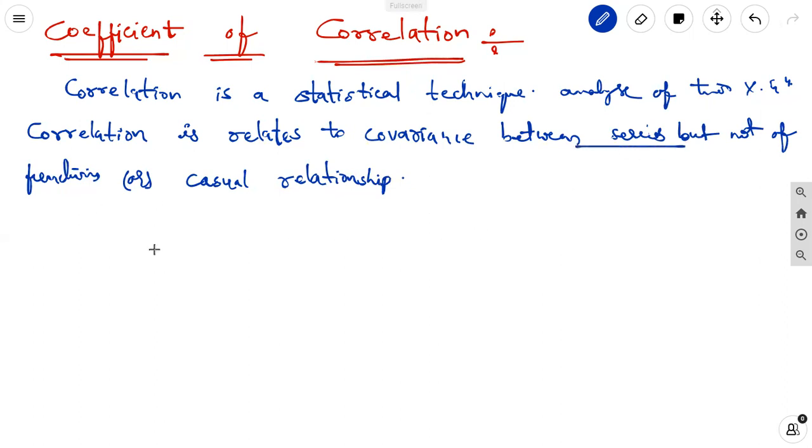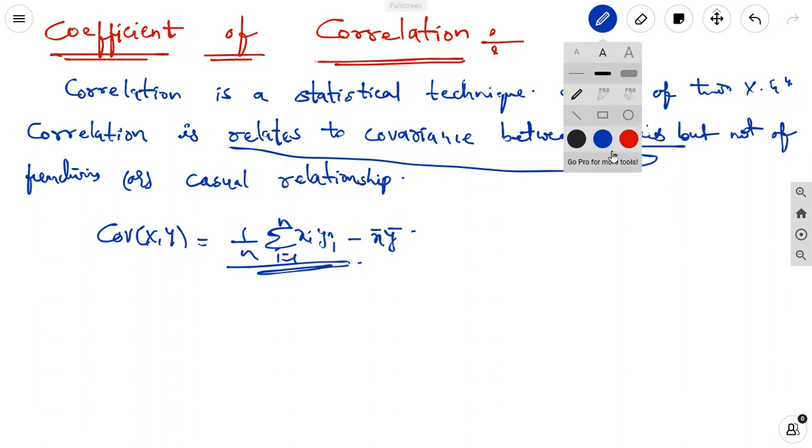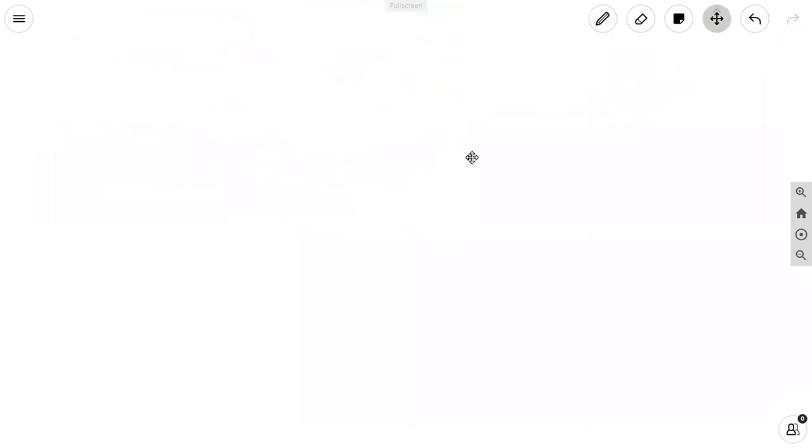Here, for a series, we can take covariance of x comma y equal to 1 by n summation i equal to 1 to n xi yi minus x bar y bar. That is the series relation. So here we are discussing that correlation is related to covariance between the series but not of the function. Now we are going to discuss the method of Karl Pearson's coefficient of correlation.